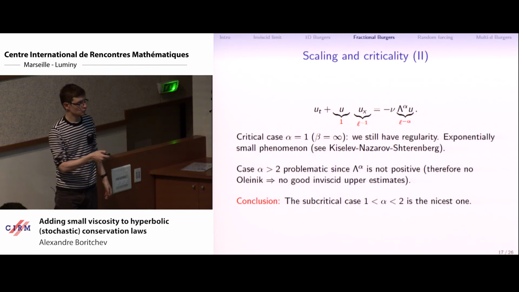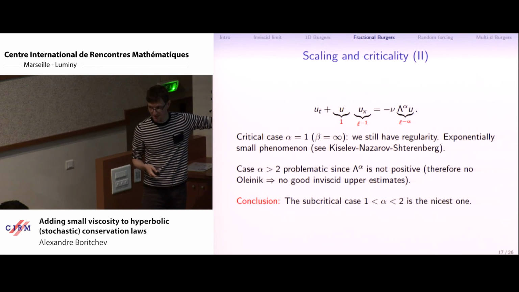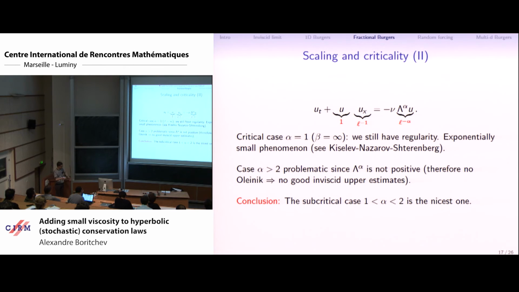Finally, let me tell you just a word about why we don't deal with the hyper-viscous case. So when alpha is strictly larger than 2, Lambda to the power alpha is an operator which does not have a positive kernel anymore. So we have no Oleinik's estimate and no good inviscid upper estimates. Of course, the equation is very nicely parabolic, that's not the problem, but we do not have nice estimates which do not depend on nu. So in other words, the nicest case with respect to the generalization of our previous methods is when alpha is between 1 and 2.